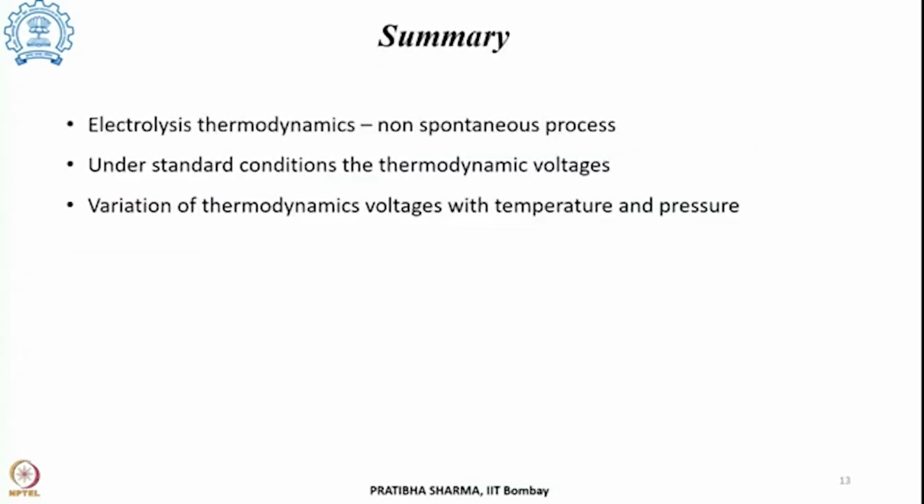To summarize this part, we have seen the thermodynamics associated with electrolysis. We have seen that the process of electrolysis is a non-spontaneous process where energy is required for the process to take place, which can be supplied by means of electricity. Under standard conditions, we have seen what the different thermodynamic voltages are, and we have also seen how these thermodynamic voltages vary with temperature and pressure. In the next class, we will see what the different components involved in the electrolyzer are, what the different barriers to the flow of current are, and how that affects the efficiency of the electrolyzer. Thank you.